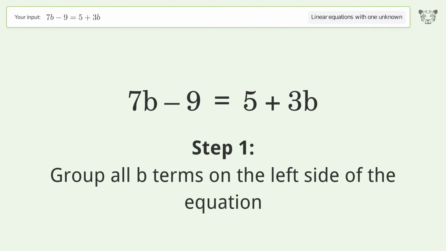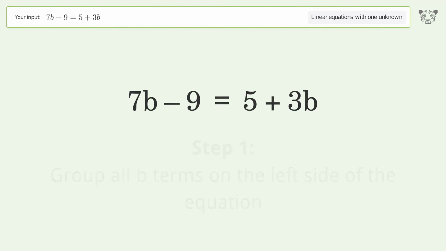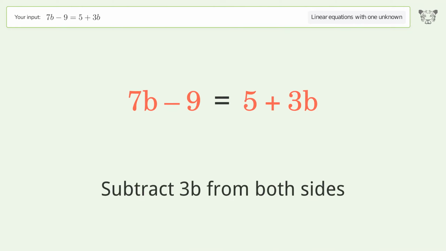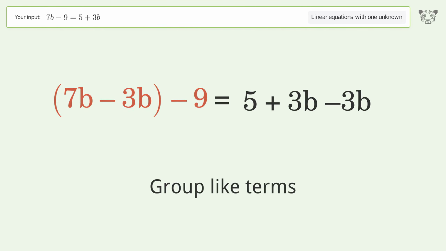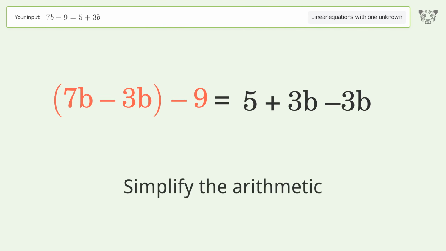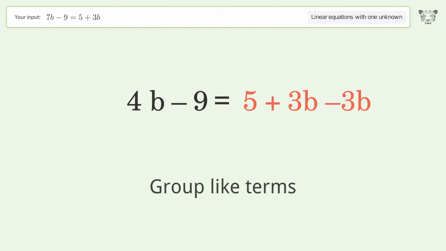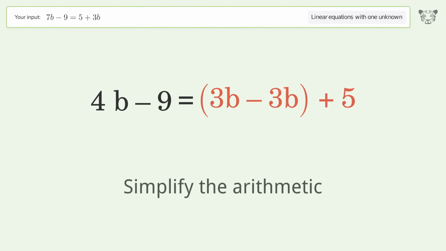Group all b terms on the left side of the equation. Subtract 3b from both sides. Group like terms. Simplify the arithmetic. Group like terms. Simplify the arithmetic.